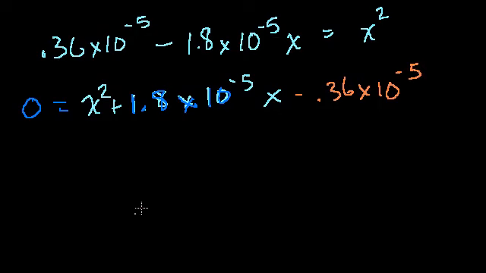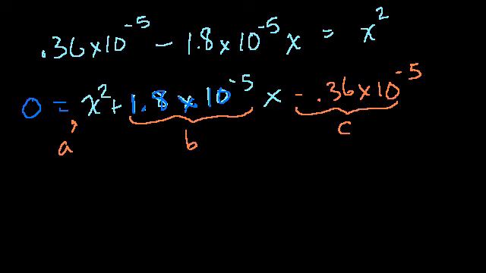So let's solve this. And once again, if you wanted to, you could eliminate this term and then just figure out the straight up square root. But we won't do that. We'll actually use the quadratic equation. So a is 1, b is this, and this is c, and you just apply that in the quadratic equation. So you get minus b, so minus 1.8 times 10 to the minus 5 power, plus or minus.